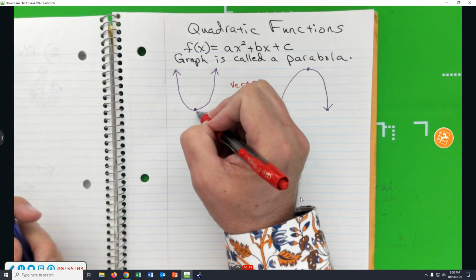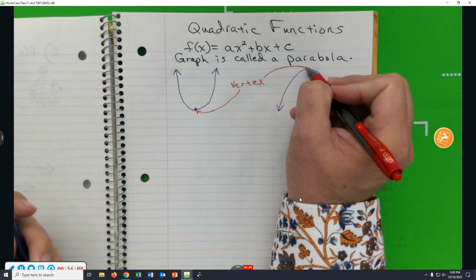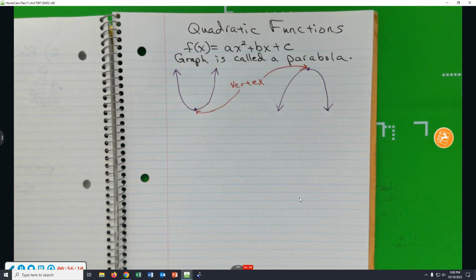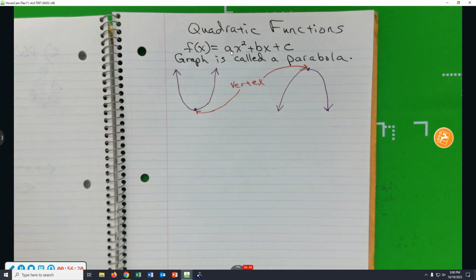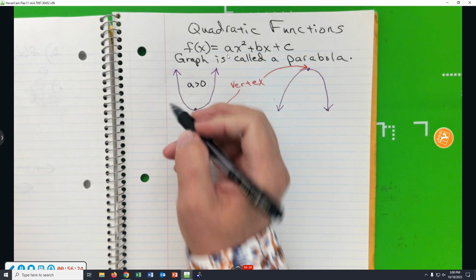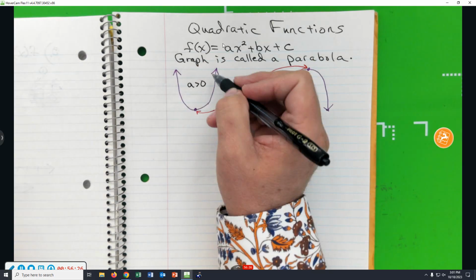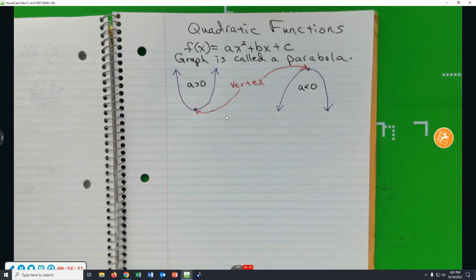There's the vertex when the parabola is opening upward. Here's the vertex when the parabola is opening downward. I can just look at the function and I know whether it's going to open upward or downward based on the number in front of x squared. If your a value is positive, then you expect the parabola to open upward. If the a value is negative, you expect the parabola to open downward.